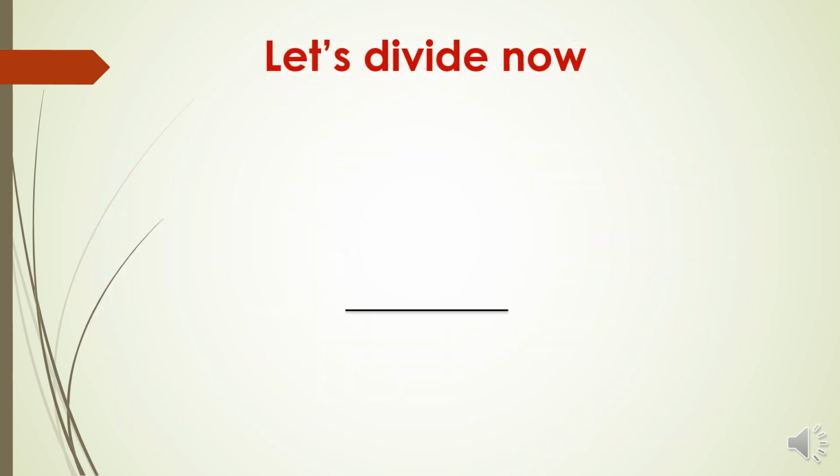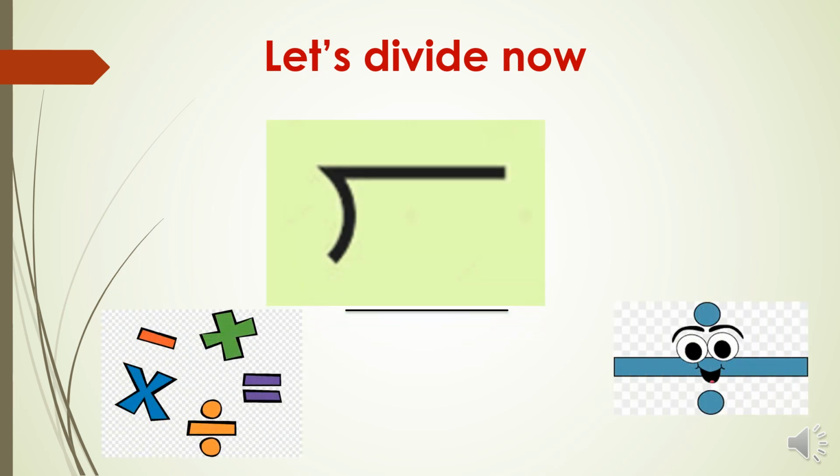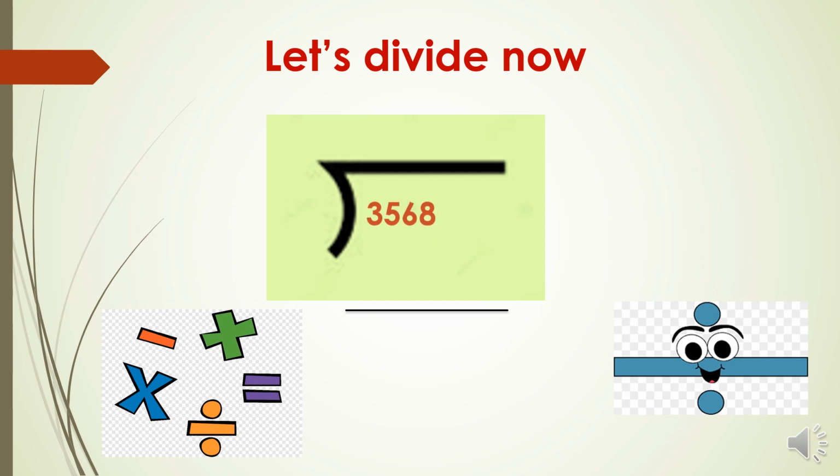Now let's divide. First of all, we have to make a question. For that, we have to follow the pattern of division. The dividend will come inside. It's 3568 and we have to divide it by 2. So, what is 2 here? Yes, it's a divisor. 2 is the divisor here and 3568 is the dividend here.